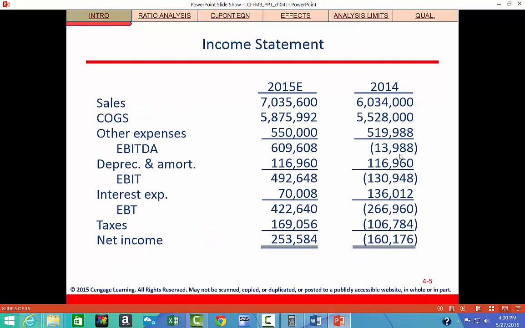If you look at their income statement, we know 2014 was a negative net income. And then in 2015, they are expecting a positive net income. It looks like they've increased their sales. Their costs and other expenses increase some, so at least they have an EBITDA, earnings before interest, taxes, depreciation, and amortization, of $609,000. If you look down, their interest expense is much lower, so that's probably helping them have a positive net income. And so you see how we get to the $253,000 of net income.